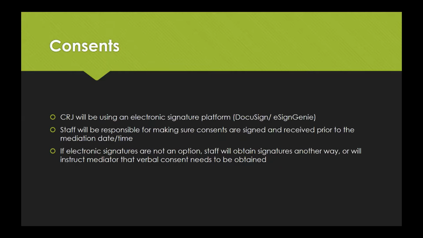And if electronic signatures just aren't an option, what that means is that we will walk through obtaining these signatures in a different way. So whether it's mailing it out, whether it's a verbal consent, that's something that the person who is managing your case is going to be on top of. So they'll let you know if the electronic signature hasn't been obtained.